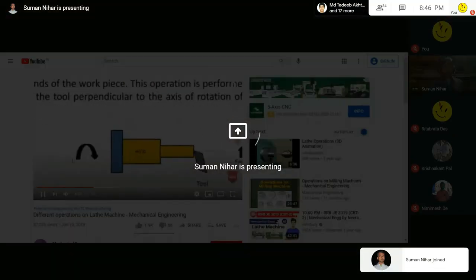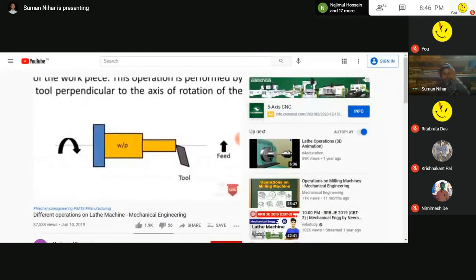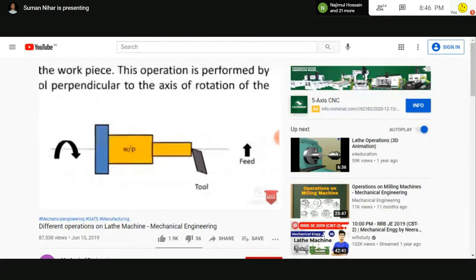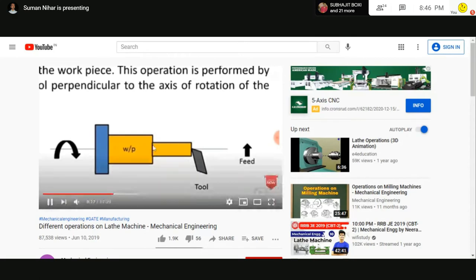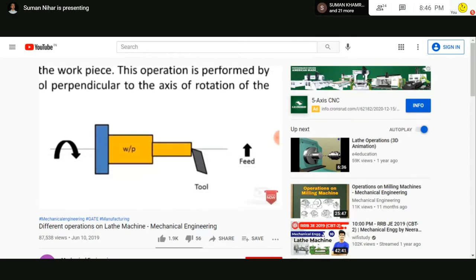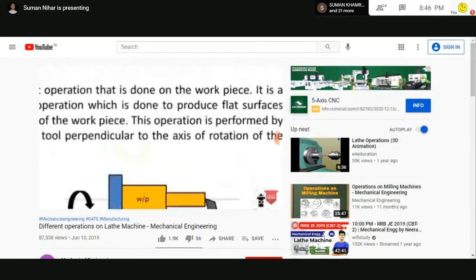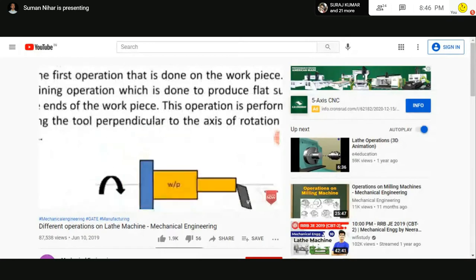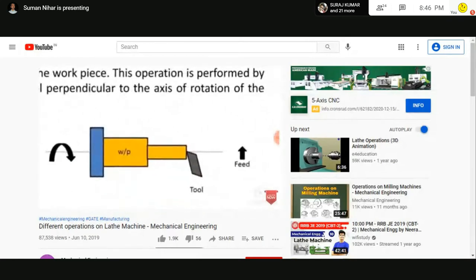So here you can see the workpiece is clamped in the chuck and it is rotating, and this is a tool and this is the direction of feed. So this arrow represents the direction of feed. Basically facing is the first operation that we perform on the workpiece. The facing operation is done to produce a flat surface at the end of the workpiece. Suppose the end of the workpiece is irregular, in that case we perform the facing operation in order to produce a flat surface at the end. And here the tool is fed perpendicular to the axis of the lathe. That is very important.